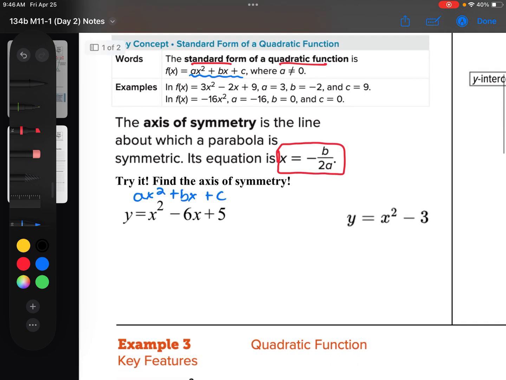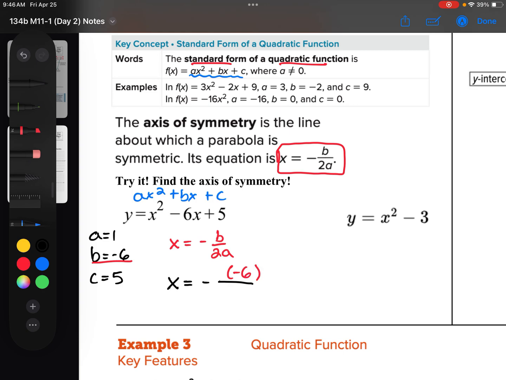So in this first example, my a value is 1, my b value is negative 6, and my c value is 5. We're going to use the equation for the axis of symmetry, which is x equals negative b over 2a, to help us find this equation's axis of symmetry. So all I'm going to do is substitute in the values that we need. It's negative, and then I'm plugging in b, which is negative 6, over 2 times a, which in this case is 1.